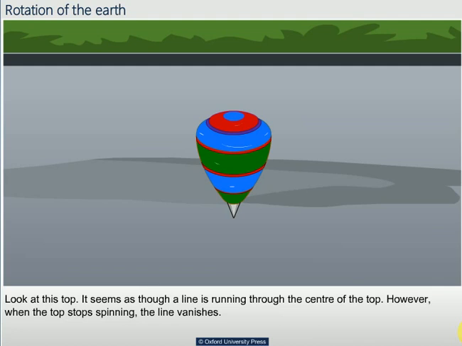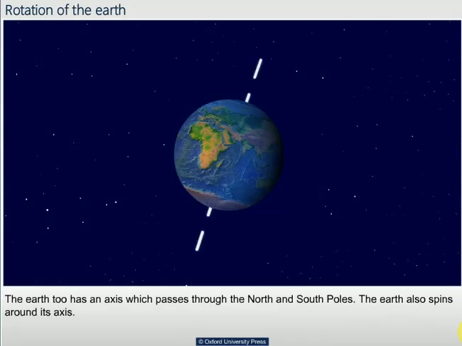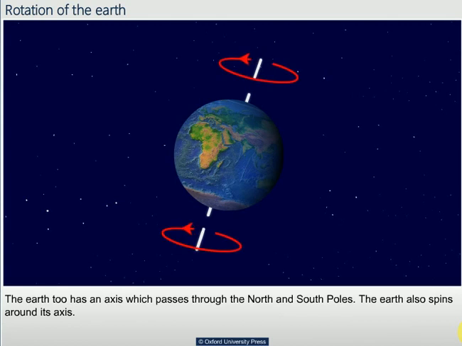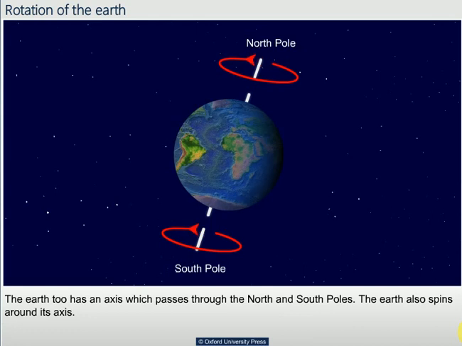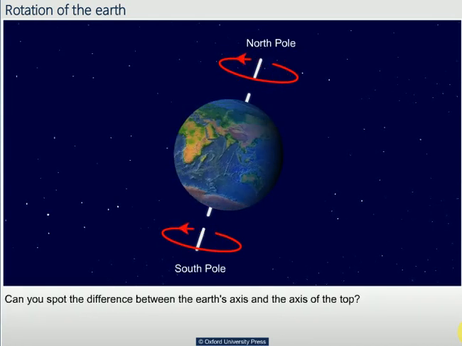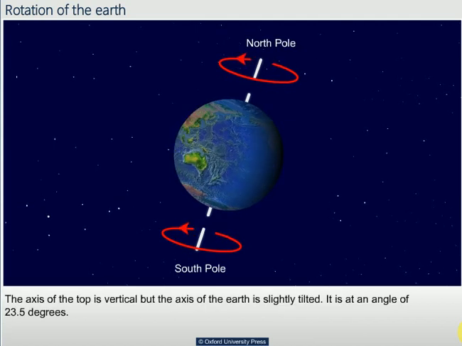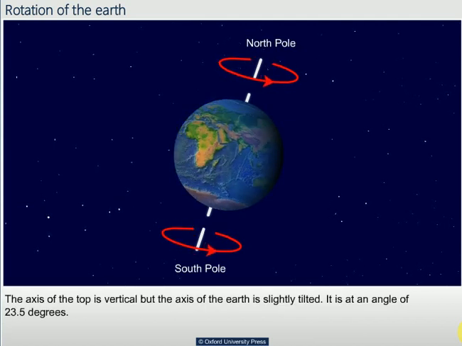The Earth too has an axis which passes through the North and South poles. The Earth also spins around its axis. Can you spot the difference between the Earth's axis and the axis of the top? The axis of the top is vertical, but the axis of the Earth is slightly tilted. It is at an angle of 23.5 degrees.